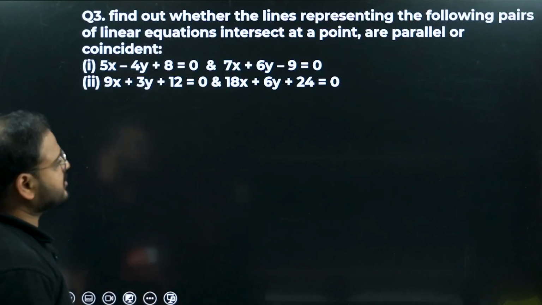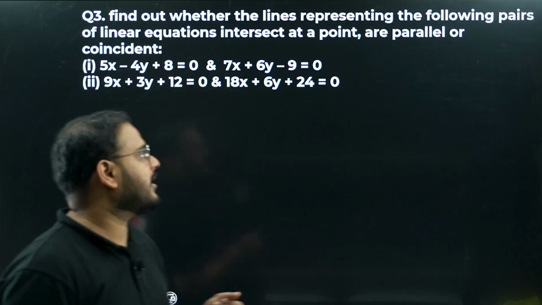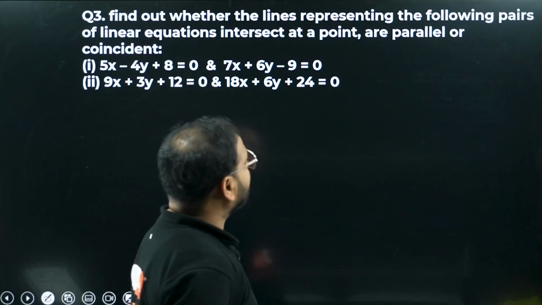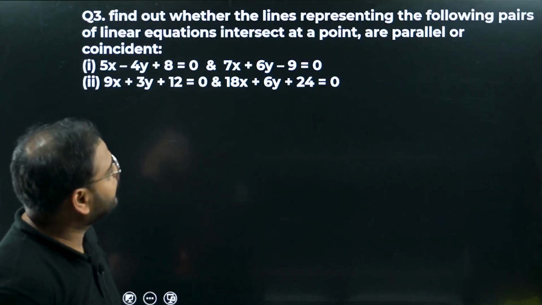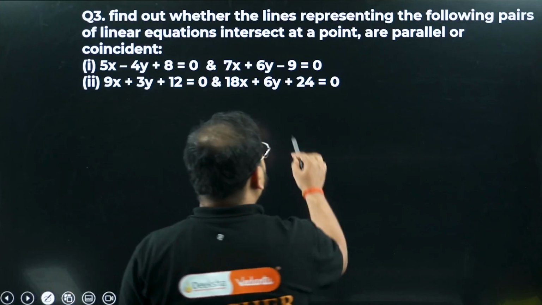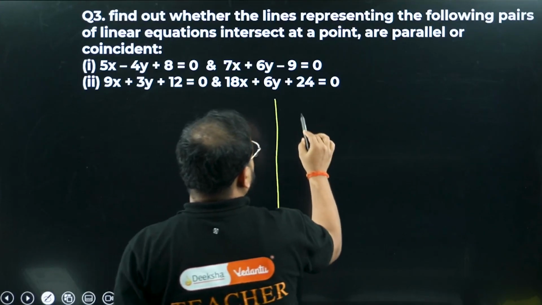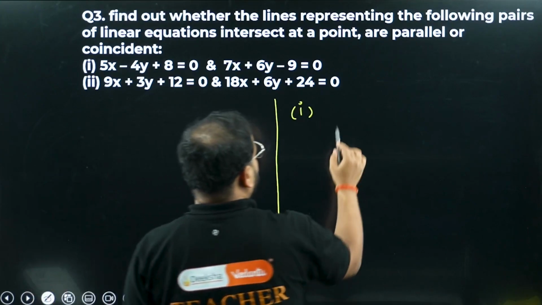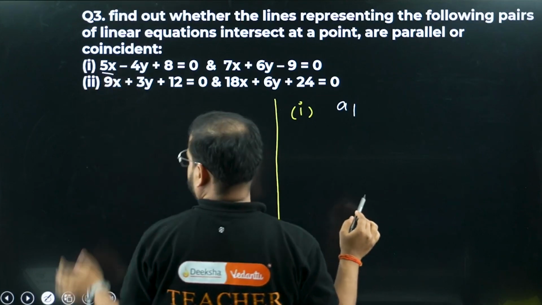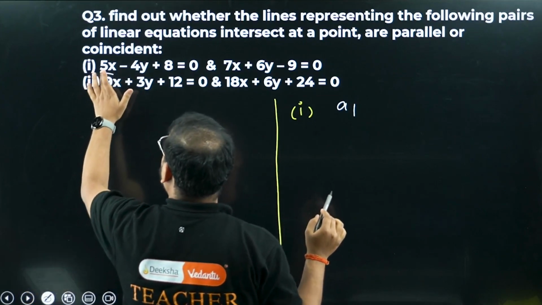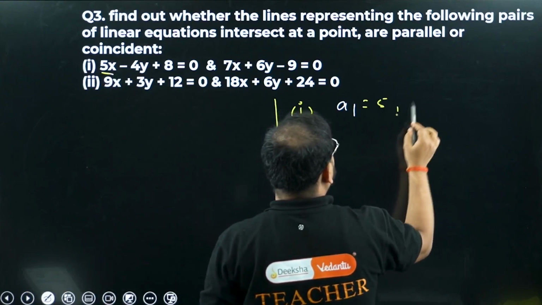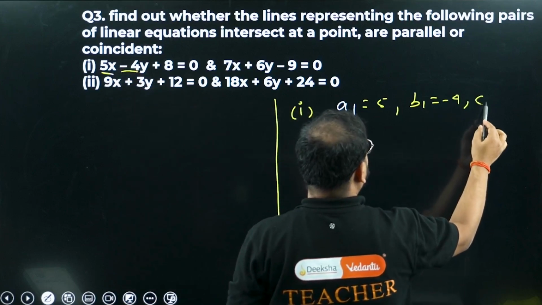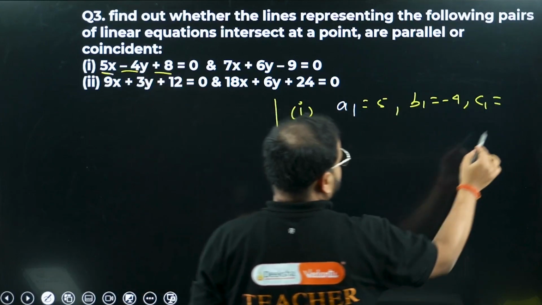Moving on to question number 1 for this category, or question number 3 that we are dealing with in the entire session. Find out whether the lines representing the following pairs of linear equations intersect at a point. Also, we have to check which condition is true. So let's check the first one. I'm going to write the values directly. a1 is 5, b1 is minus 4, c1 is plus 8.